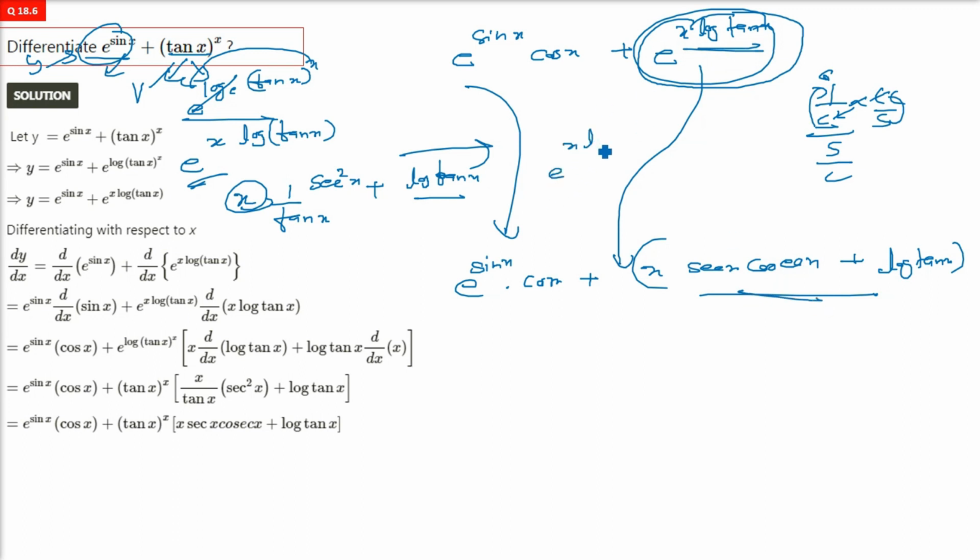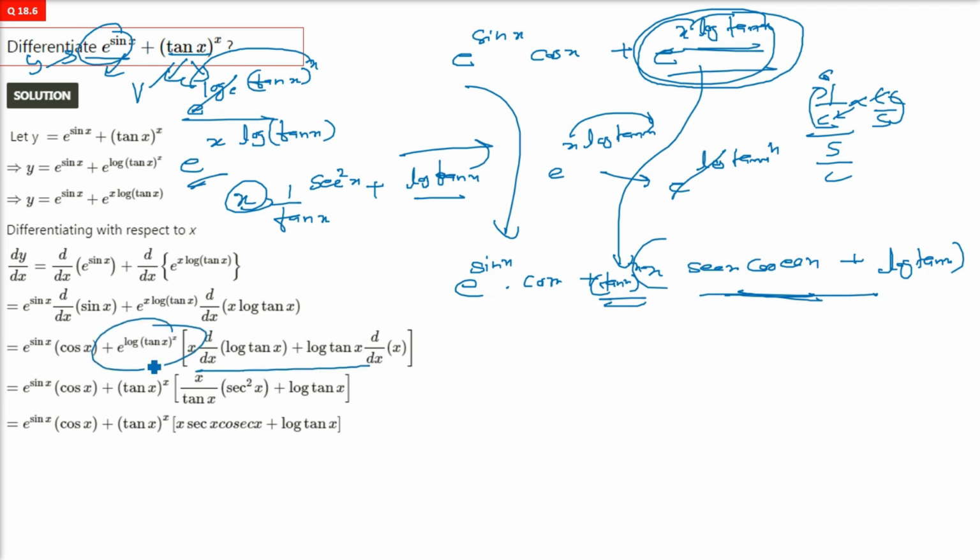You can take them one by one, that is u and v and du by dx and dv by dx, like that. Okay, so this is the tan x to the power x, and then we can just add them. So finally this is the result. Okay, and this content is tan x to the power x, which I have started earlier.